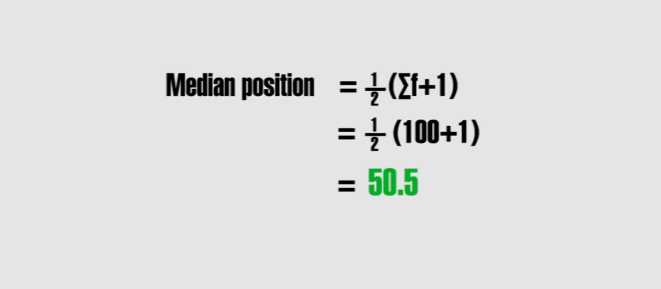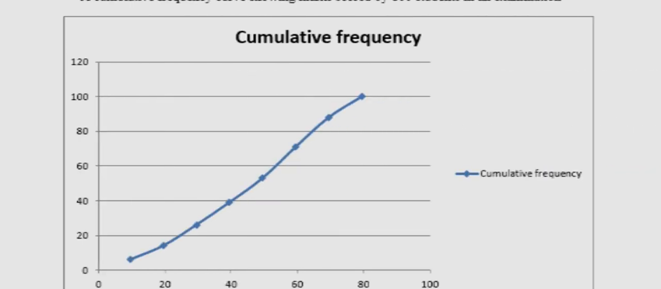We go to the graph. On the cumulative frequency axis, we find 50.5. Then we draw a line horizontally to the curve. We need to get a point at which that line and the curve intersect. We then move vertically down to read the median mark. From the graph on your screen, realize that the median mark is 47.7.